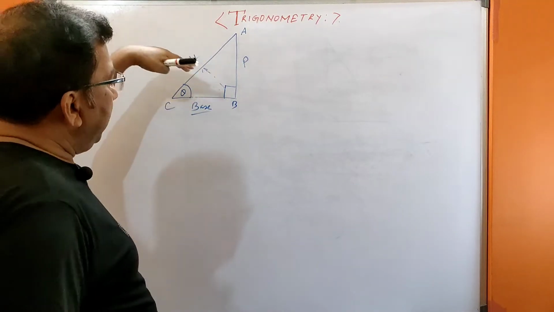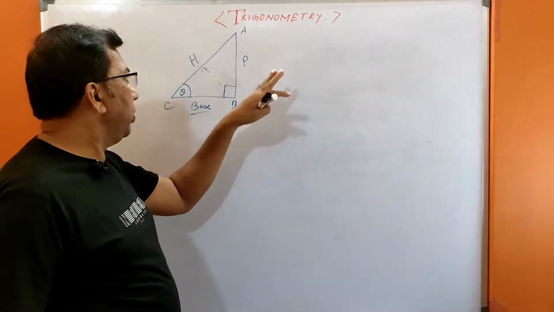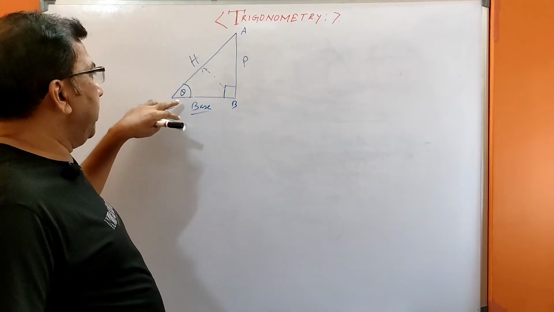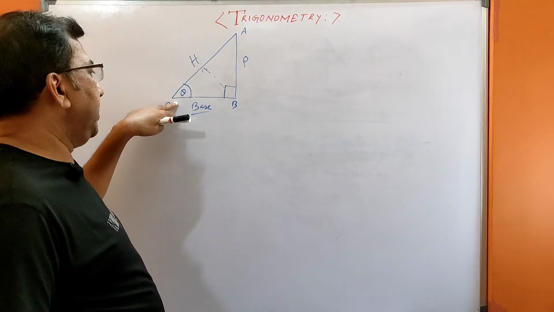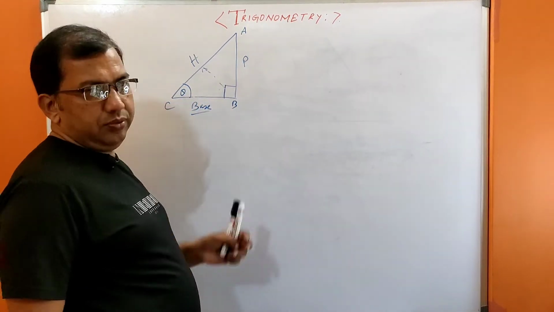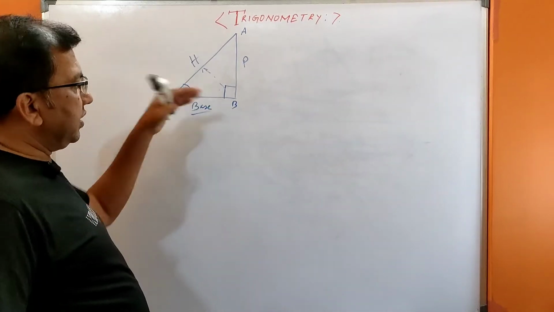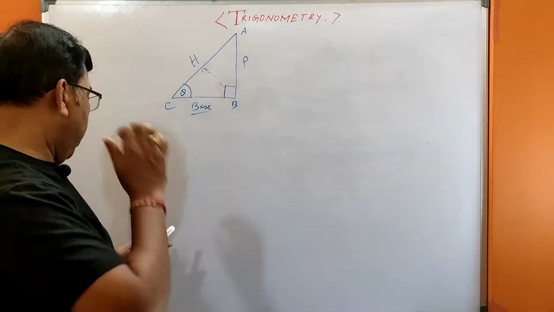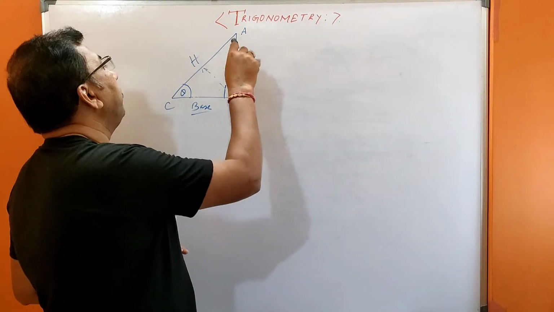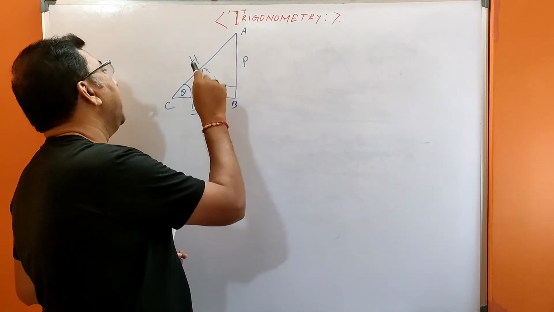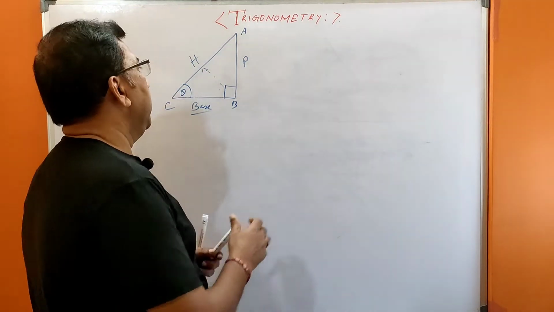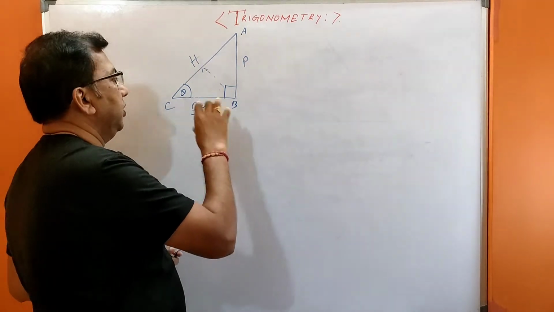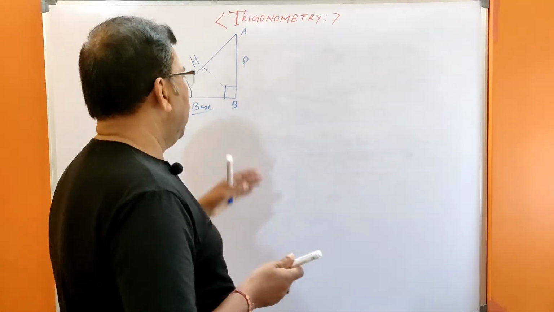In this relation, we have to find out the relation between the three sides with respect to this angle. You have to find out the relation of the sides with the angle. I have earlier said it is the relation between the angle and sides of a right angle triangle: perpendicular, base and hypotenuse.